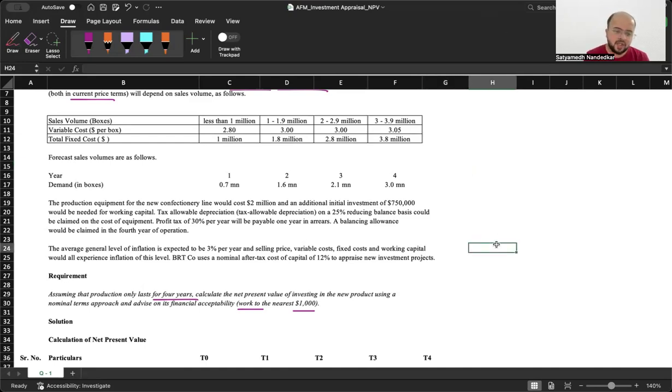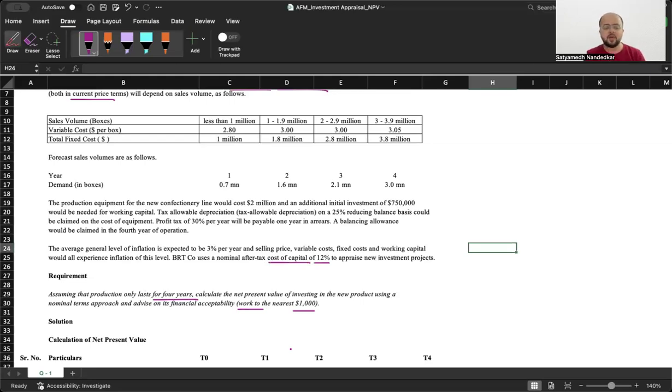Okay. The average general level of inflation is expected to be 3% per year, and selling price, variable cost, fixed cost, and working capital would all experience inflation of this level. BRT company uses a nominal after-tax cost of capital of 12% to appraise new investment projects. So this is the discounting rate that you have to use.